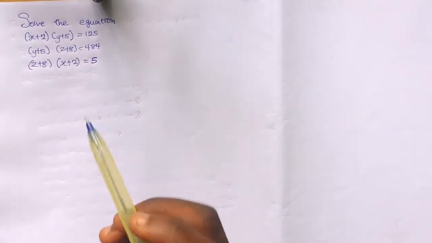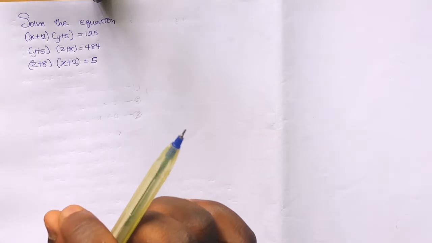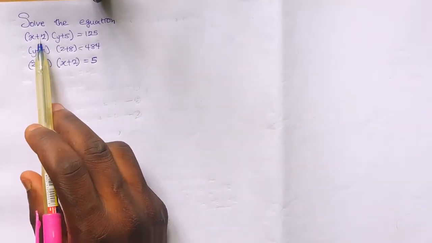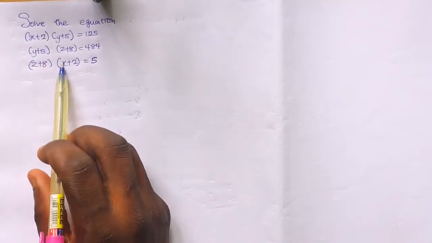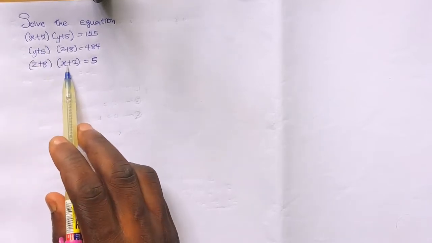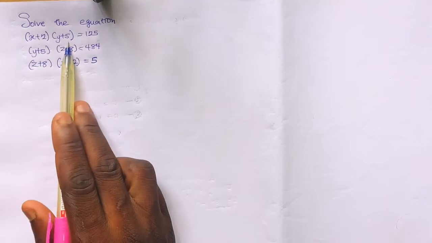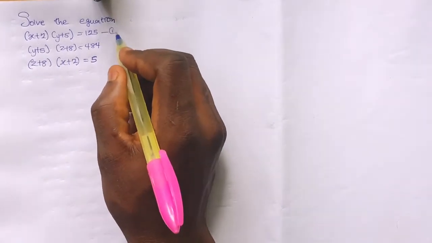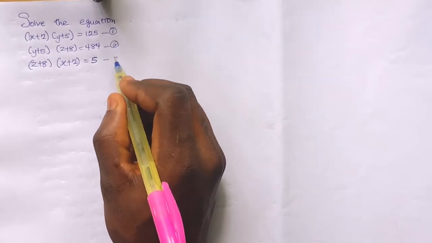Can you see it? The main point here is that we have x + 2 as a common linear expression in two places, and y + 5 and z + 8 also repeated. So in this case, let's call this equation 1, equation 2, equation 3.